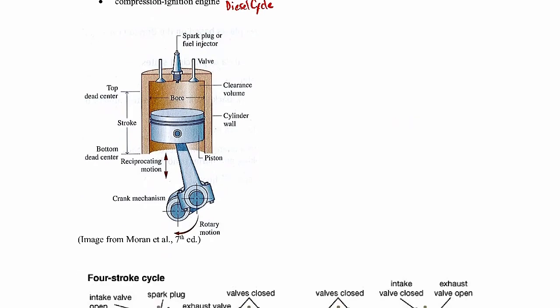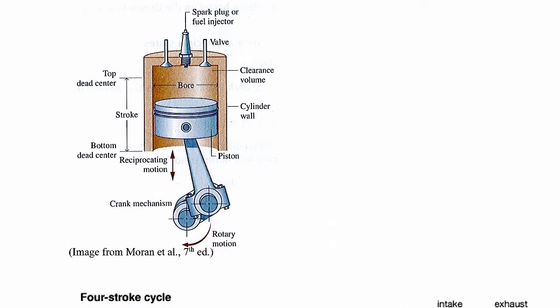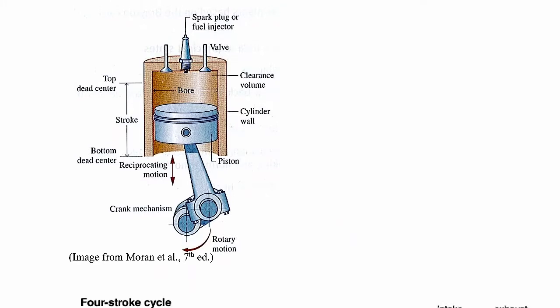So the components in an internal combustion engine are shown here. You'll have multiple of these in a typical vehicle. So this is just one cylinder with one piston. So the cylinder, of course, is the outer part. Here you have your piston. The piston is connected to the crankshaft down here.